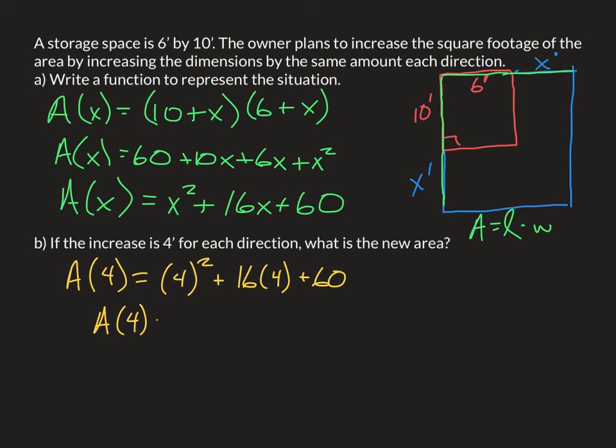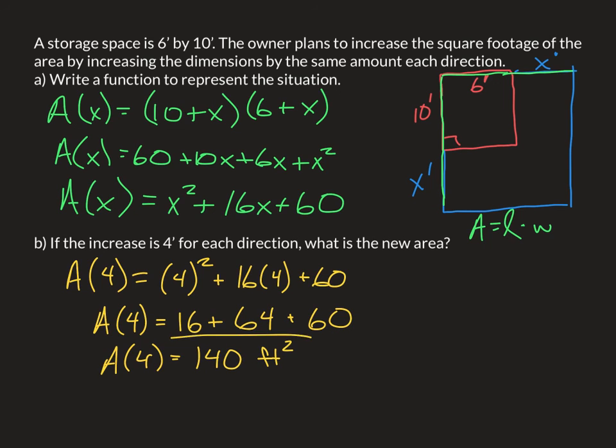So A of 4 is equal to, we have 16 when we do 4 squared. 16 times 4 makes 64, plus 60. And then when we add all of that together, 16 and 64 add to make 80. 80 plus 60 is 140, and that would be in square feet. So that would be the new area.